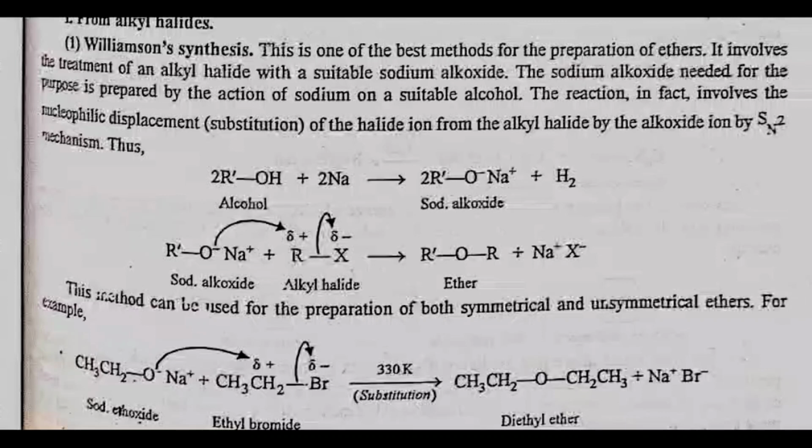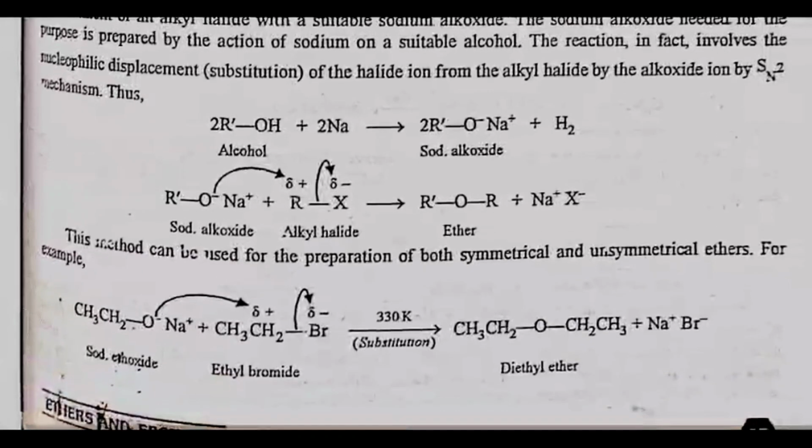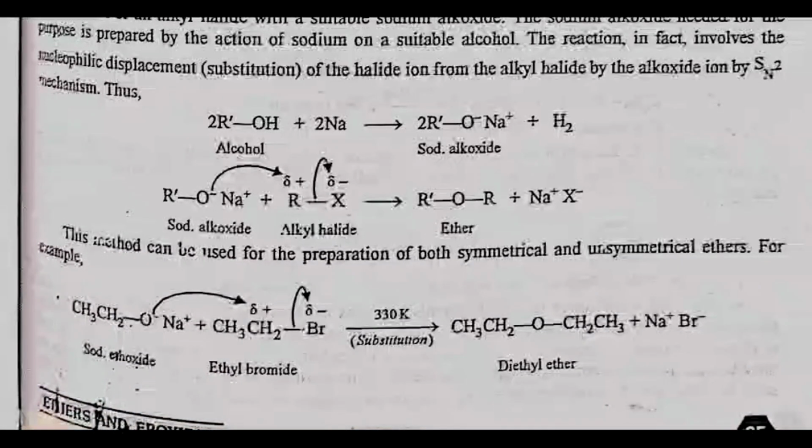The reaction, in fact, involves the nucleophilic displacement of the halide ion from the alkyl halide by the alkoxide ion by the SN2 mechanism. Thus, 2ROH + 2Na gives 2RONa + H2.